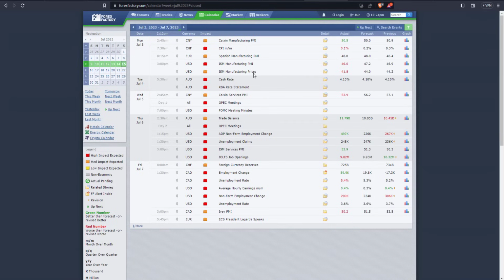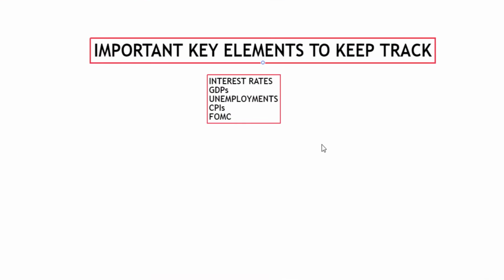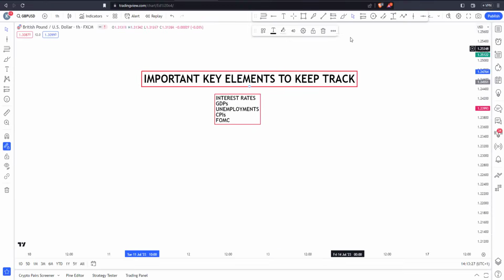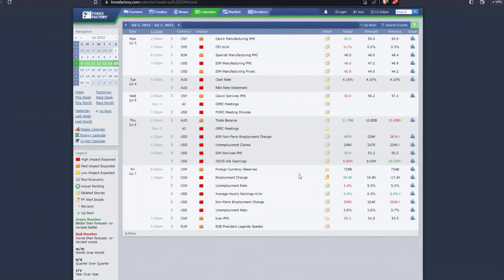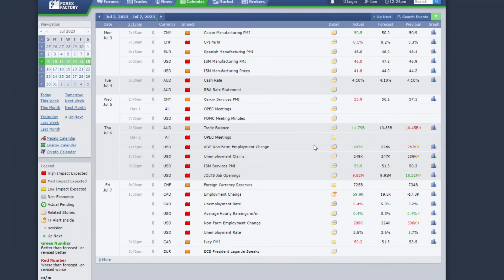There are some key important news that we need to keep track of, and we're going to find them right here. I have a list of them. The first one is the interest rates, and then GDPs, unemployments, CPIs, and FOMC. These are the most important news that we're going to keep track of, even though the rest are also important, but these ones have a very significant effect on our trading. So I'm going to show you what this data means and how to interpret them.